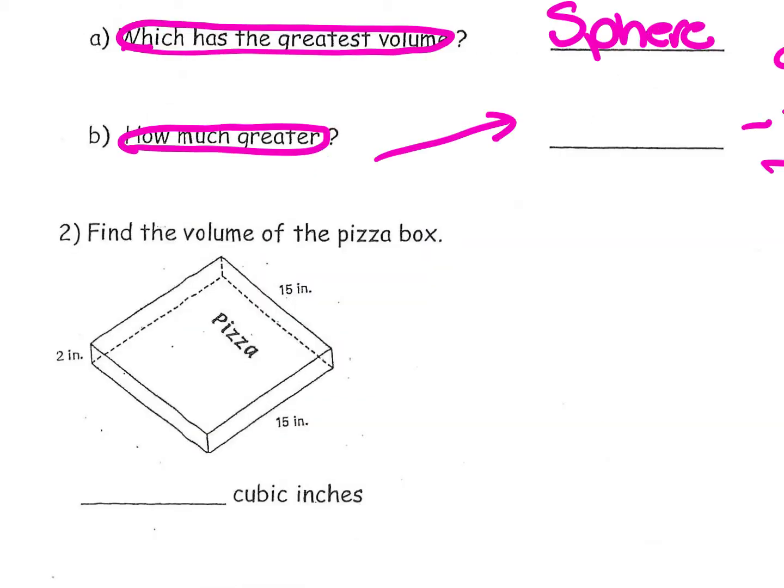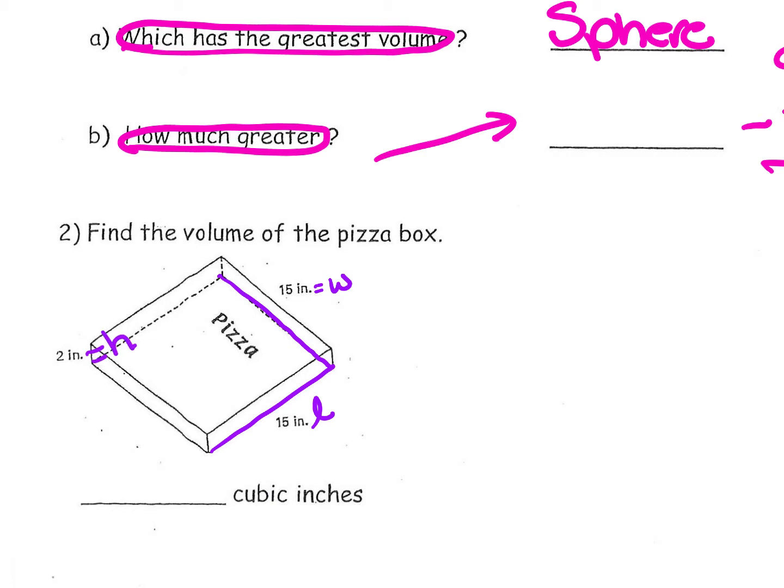Problem number 2 on the first page. Find the volume of the pizza box. Well, this is a rectangular prism. It has a length of 15, please place an L there, a width of 15 here along the back edge, and then, of course, the height is 2.